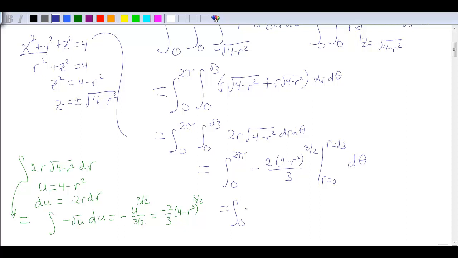And then we just need to evaluate that. So we get 0 to 2 pi. When I plug in square root of 3, I get 4 minus square root of 3 squared, which is 3. 4 minus 3 is 1. 1 to the 3/2 is 1.